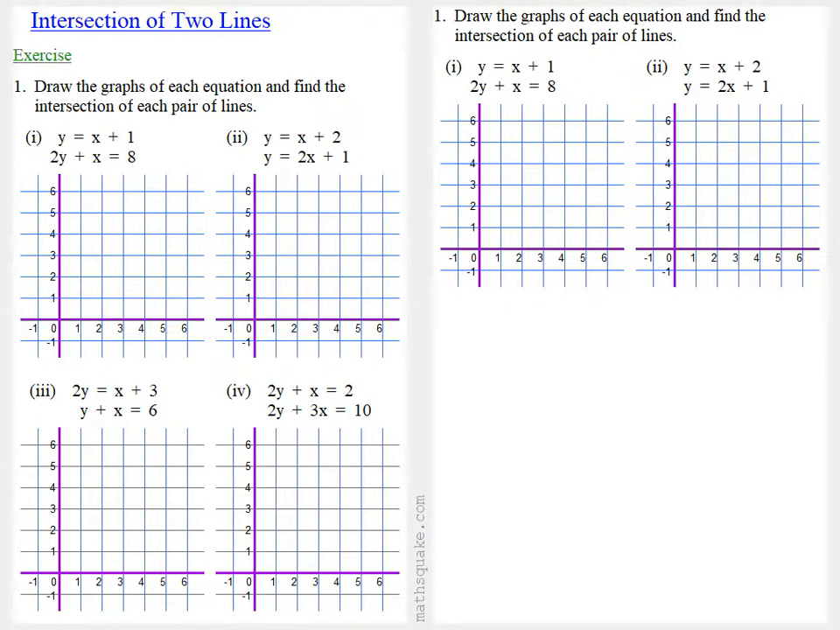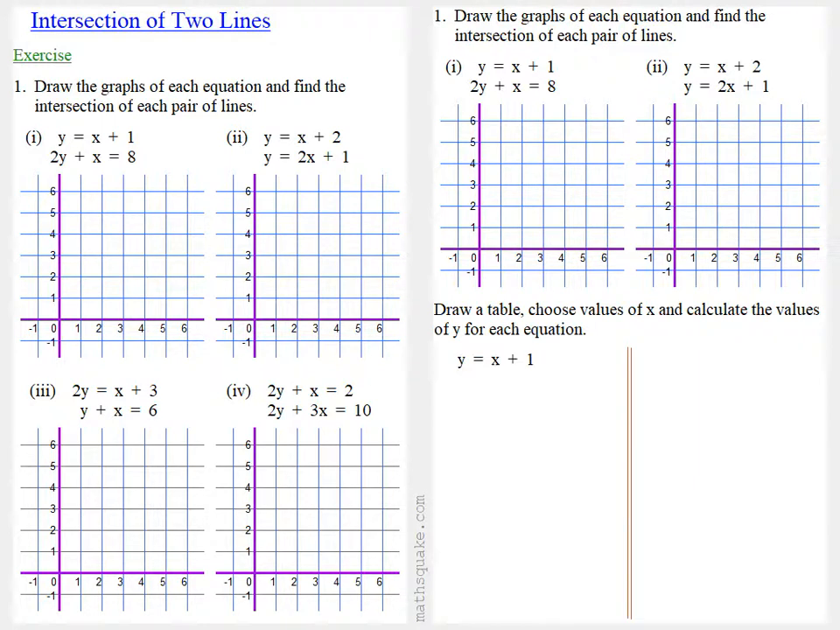Well, in question 1, we have to draw the graph of each equation and find the intersection of each pair of lines. So for question 1, we've got y equals x plus 1 and 2y plus x equals 8. Now we need to draw a table, choose values of x and calculate the values of y for each equation. So the first equation is y equals x plus 1. I'll draw a table and then choose values of x: 0, 2 and 4.